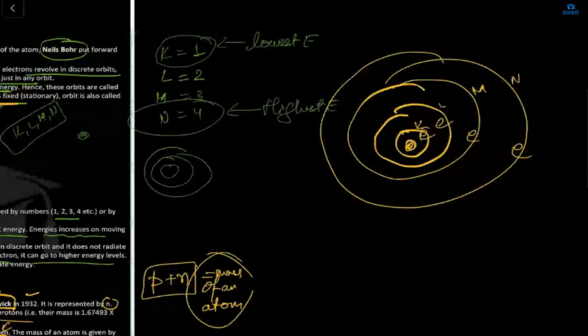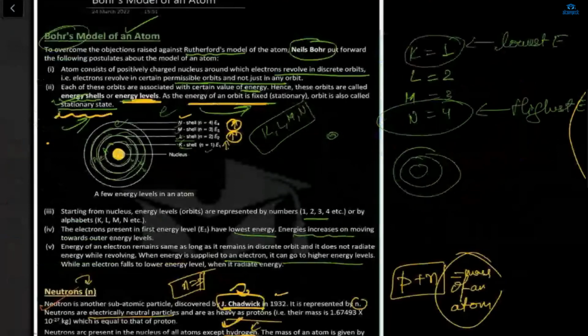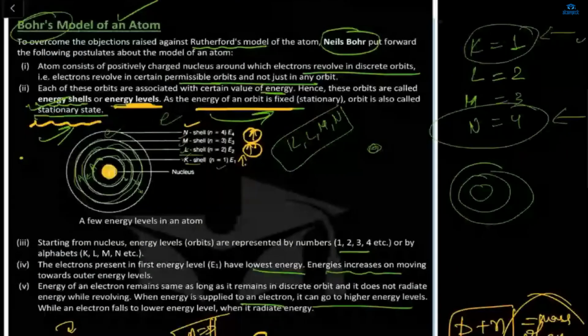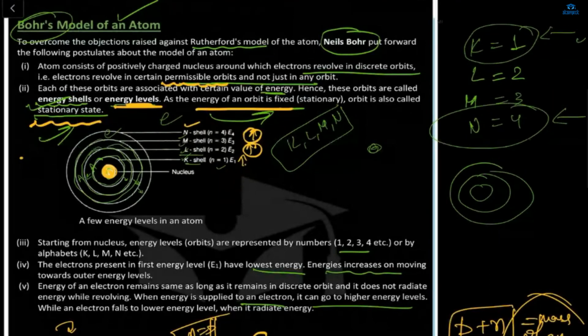It will not revolve here and there like here. No, it is fixed. It means the electron revolves in certain permissible orbits. Permission is given to each and every electron that you will revolve in this one, you will revolve in that one. So this thing is fixed.